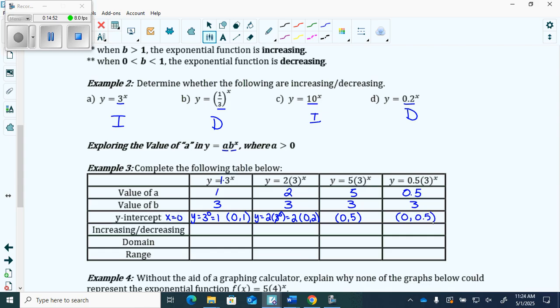Okay, we're going to talk about increasing or decreasing. Does the a value affect if it increases or decreases? No, your a value is actually your y-intercept. Did you notice that? Every single time your a value is your y-intercept. The only thing that affects increasing or decreasing is our b value. What's the b value of all of these? Positive 3. So what is it doing? They're all increasing.